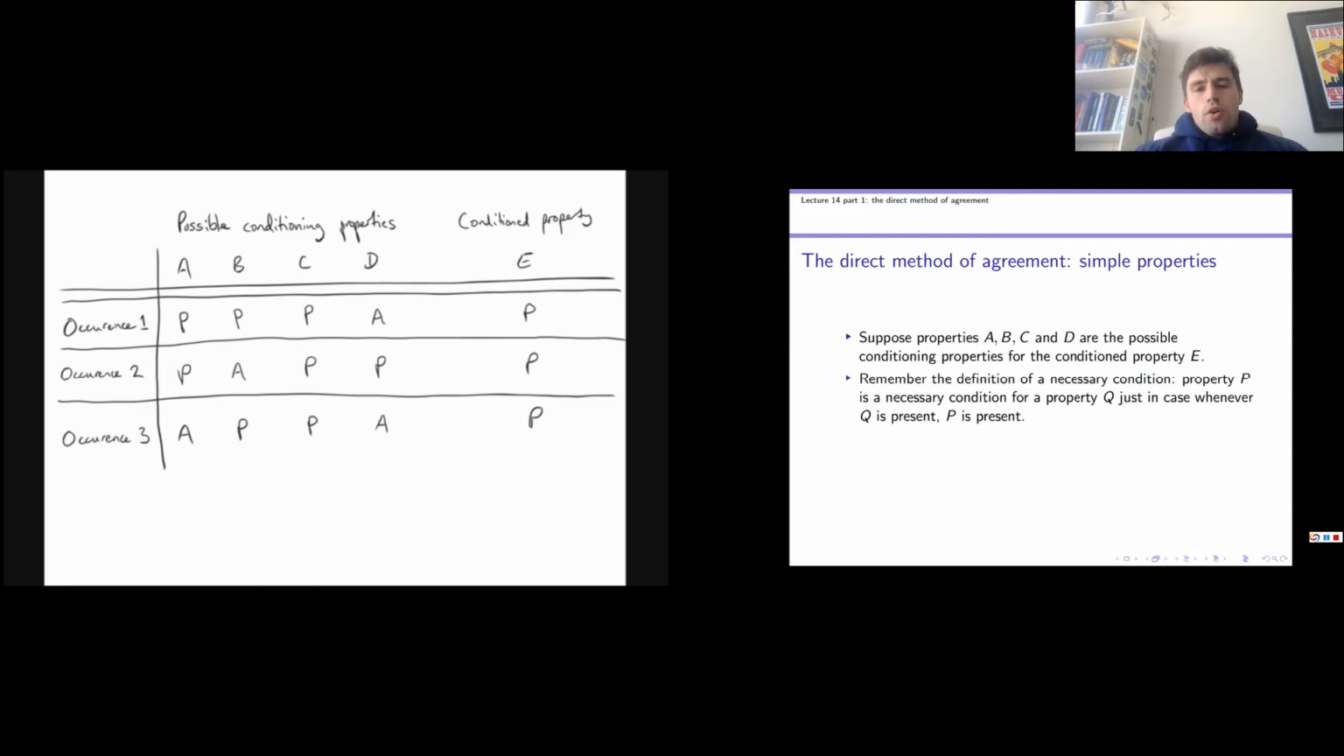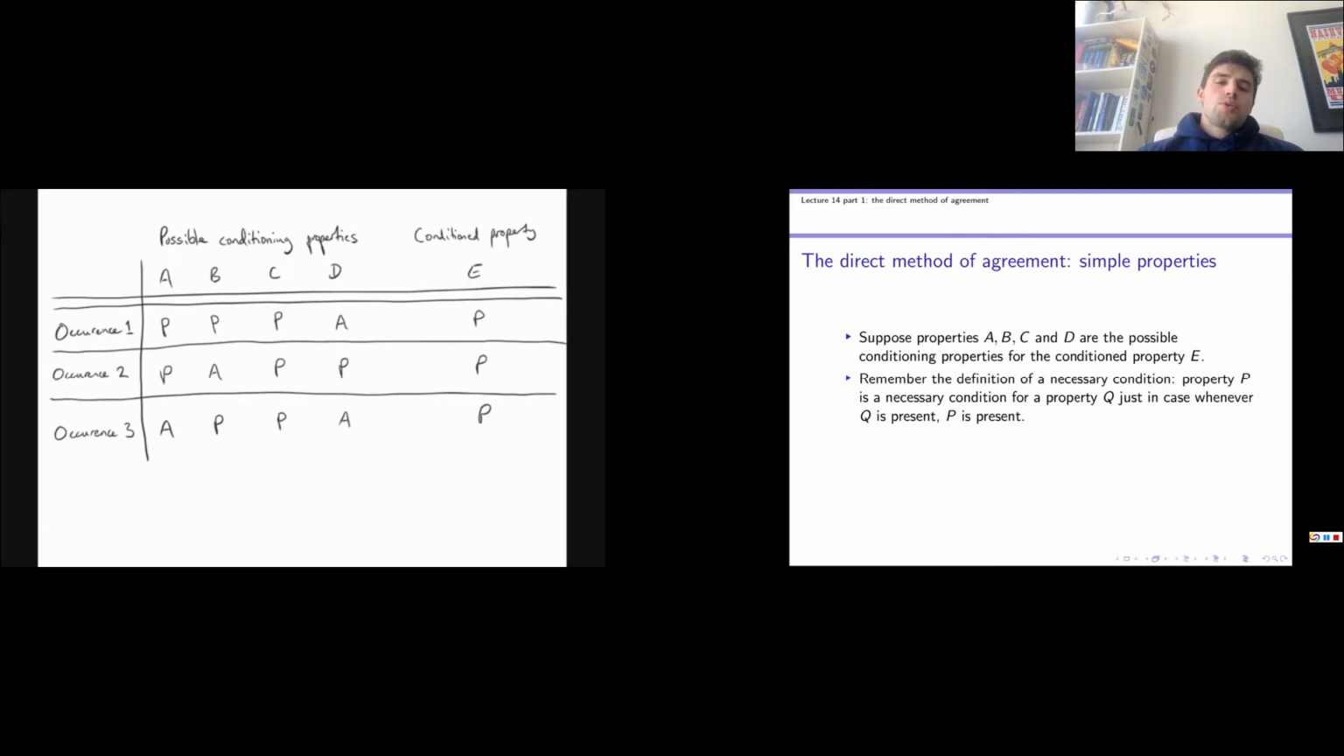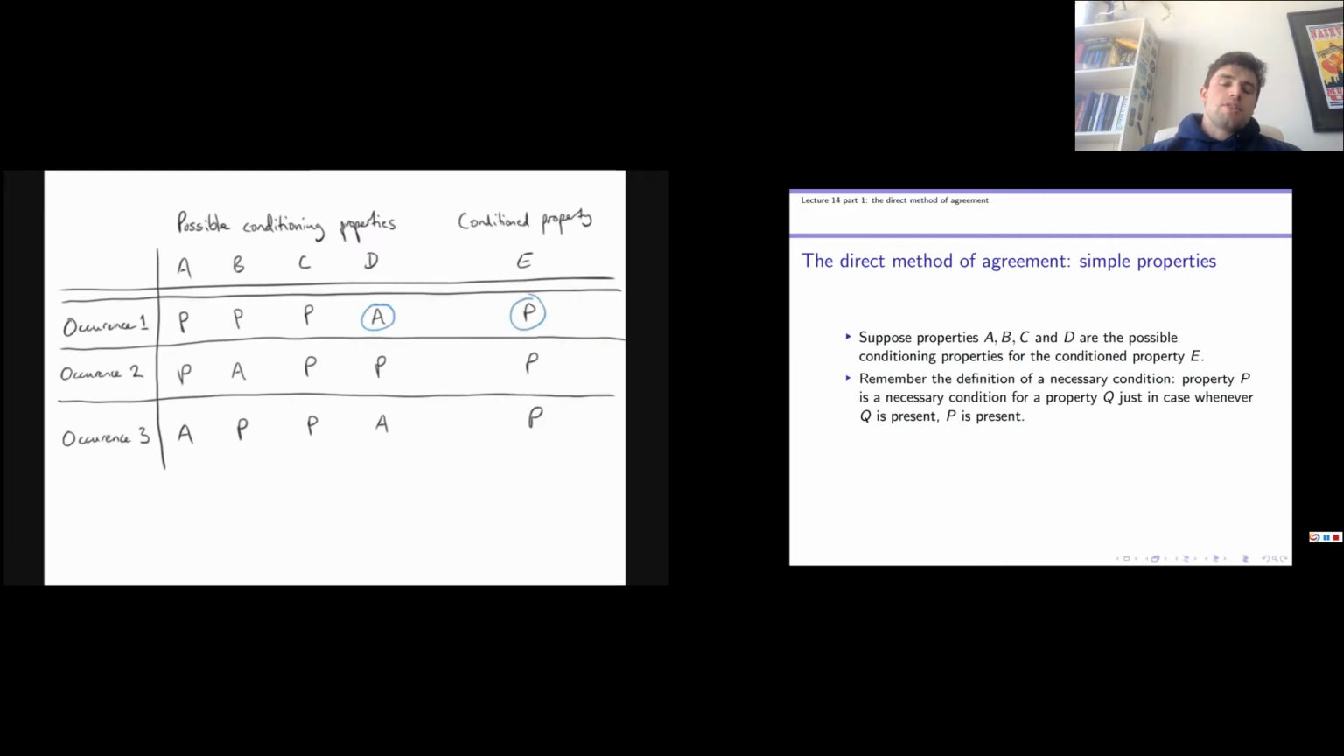Now, occurrence 1 tells us that D cannot be a necessary condition for E. If D were a necessary condition for E, then by definition of necessary condition, whenever E is present, D is present. But what does occurrence 1 tell us? In occurrence 1, E is present, but D is absent. So occurrence 1 tells us that D cannot be a necessary condition for E. So occurrence 1 eliminates D from our possible list of necessary conditions.